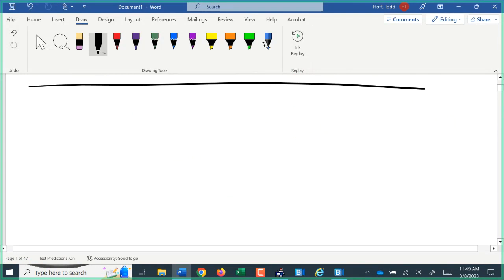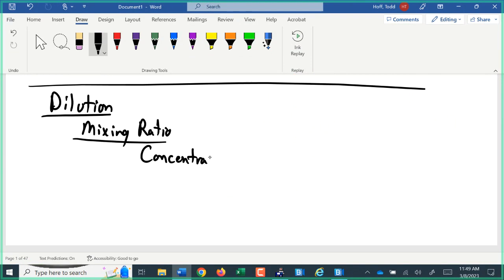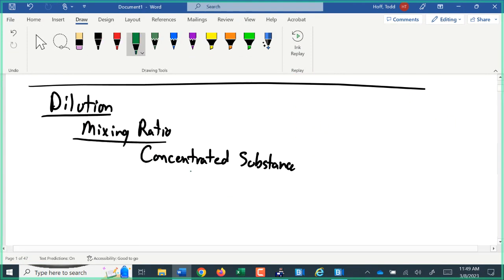The reason that's so important is one of the first major topics we're going to discuss in our dosage calculations this unit is the concept of a dilution. And a dilution is just a form of a mixing ratio. And there's two ingredients that are going to be mixed. The first one is some sort of concentrated substance. That could be a medication.